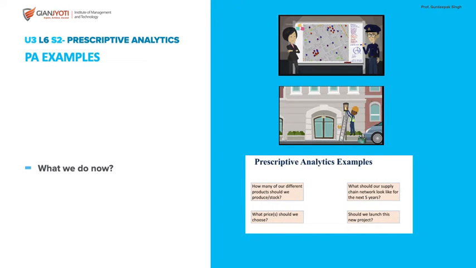Now the application of prescriptive analytics can be in any domain. Some of the examples we can think of: how many of our different products, because you have a product mix, should we produce or stock? If it is a retail store, which products we should stock. These are some of the prescriptive analytics based on the predictive analytics that we have projected. What should our supply chain network look like for the next 5 years? What price should we choose? We have all the details with us, and now what we should prescribe is which price we should be using. Should we launch this new project after we have done all the analytics and predicted the various outcomes? So all these prescriptive analytics usages in different applications can be there.